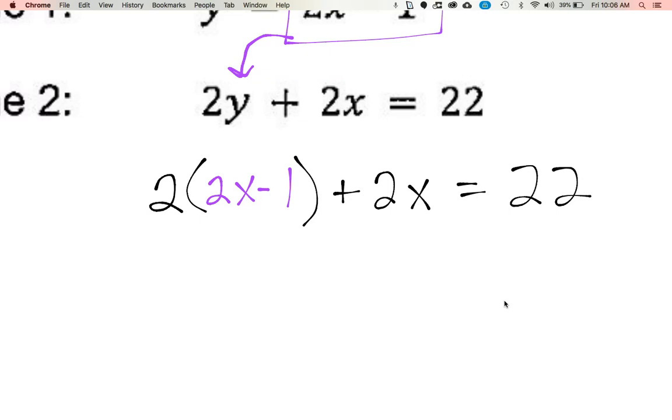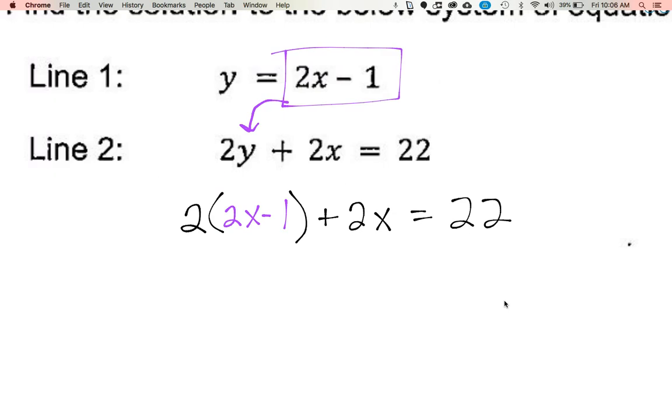To rearrange those equations, is it? Say that again? To rearrange those equations, to make them y equals mx plus b, or no? In this case, we didn't have to. But it's possible that you need to, that you can.